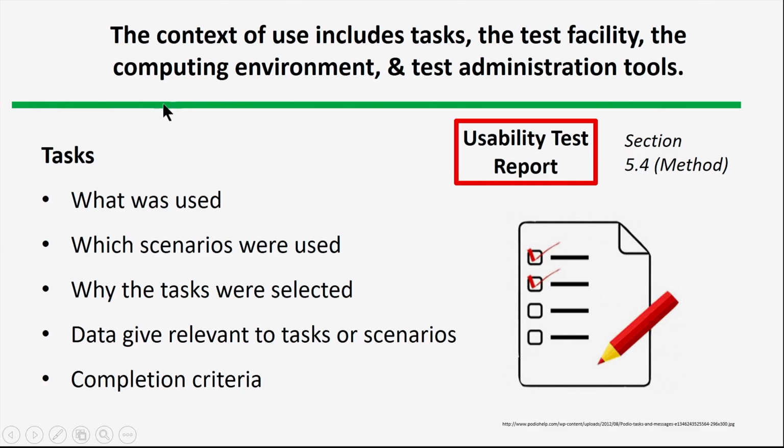Then there's information about the context of use. So what was tested, what tasks were performed, what were the test scenarios, and why were these tasks selected, and what was relevant to them, and how did we know a person was done with a task? What were the criteria? We tend to think of all these things, but having these kinds of details listed makes sure that your report isn't missing information that otherwise should be provided.